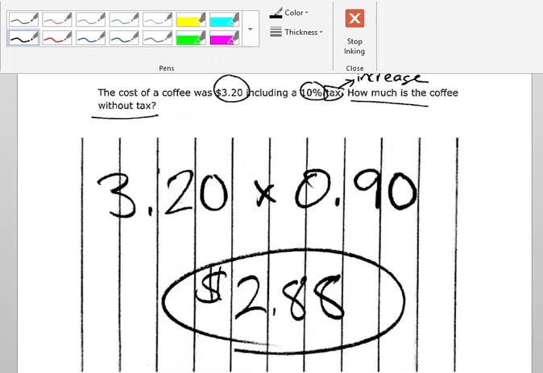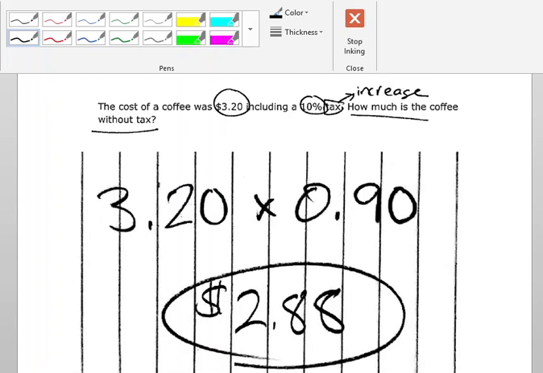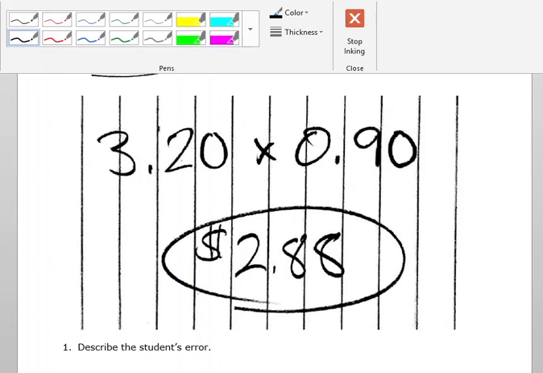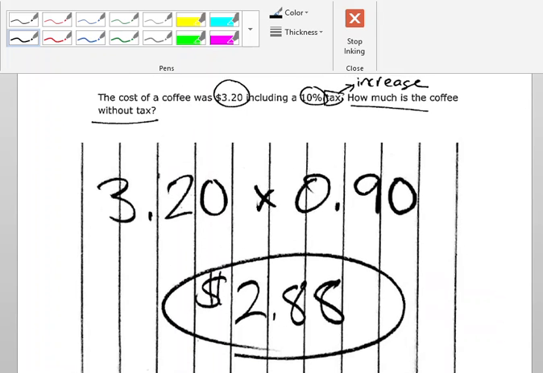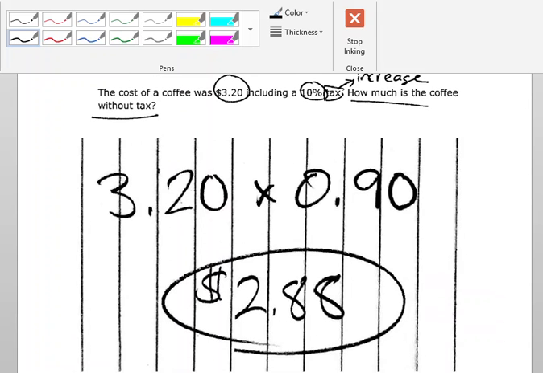So we have here: the cost of coffee was $3.20, including a 10% tax. How much is the coffee without tax? And so this lovely student said, okay, 320 times 0.9 and came up with 288. So let's talk about where this student could have done better, all right? Because spoiler alert, it's the wrong answer.